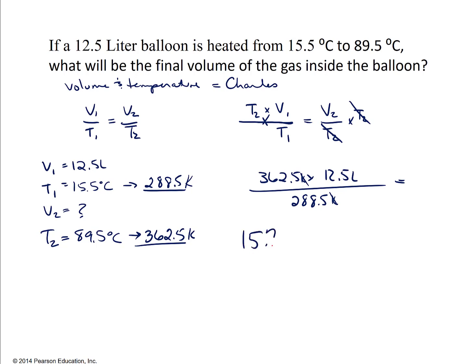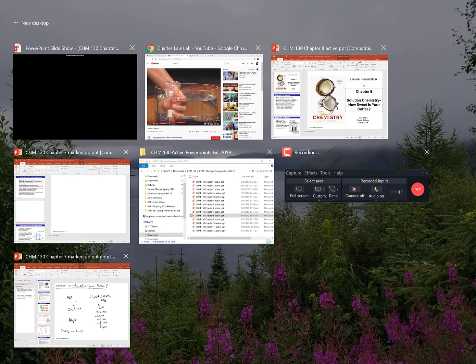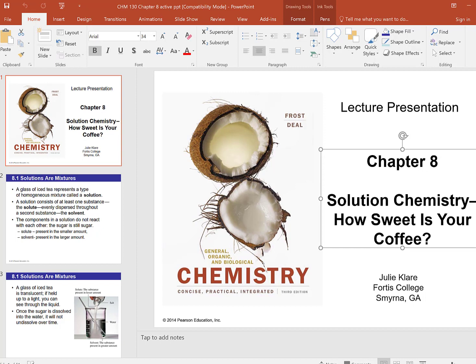So 15.7 liters. I had 12.5, 3 significant figures, 15.5, 3 significant figures, 89.5, 3. So that's where that answer is going to end up rounding to 15.7 liters. It's not terrible. It's just a matter of reading through and figuring out what unit means which. Do make sure you double check: anytime you've got temperature, you've got to use Kelvin. So those are really the ones that we are going to use. There are other ones, but we're really not going to spend much time on them.